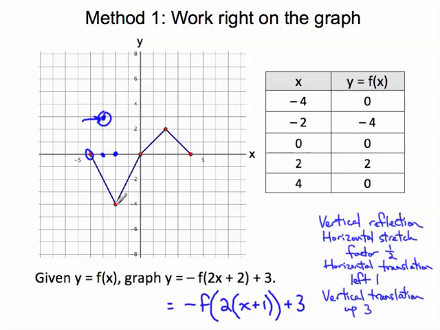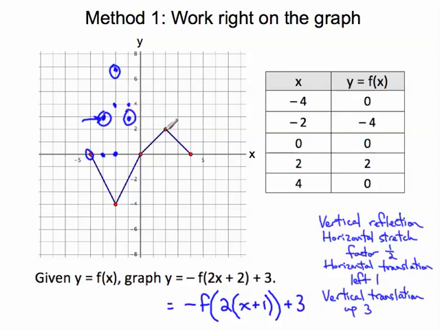If we carry on, vertically reflecting this point down here gets us up to here. Then horizontally stretching it by a half gets us over there. Moving left 1 moves it back over to here. And then vertically translating up 3 gets us up there. So we've moved to there. The point at the origin here: vertically reflecting does nothing, horizontally stretching it does nothing, moving it left 1 and up 3 is going to get us to there.